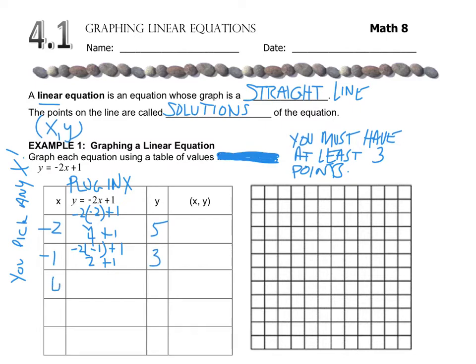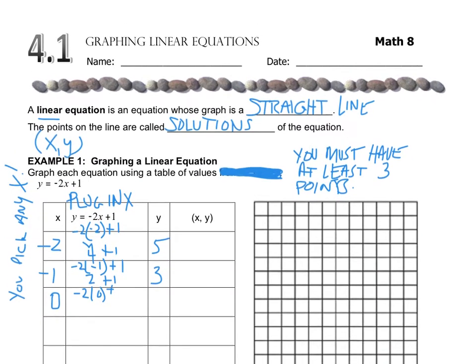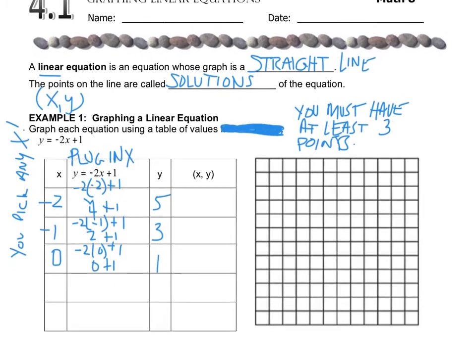0. So 0 is a great number to pick. The reason 0 is a great number to pick is look what happens. -2 times 0 plus 1. So unlike the other two, where I had to think about, well, what's -2 times -2, or -2 times -1? What is -2 times 0? It's just instantly 0. And then I add 1. So it comes out as a positive 1. So 0 is a great one to consider anytime you're trying to make a table.